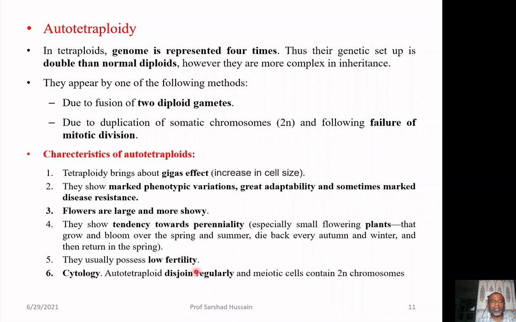Then these plants will generally have low fertility, and if you look at the cytology, because they are tetraploid, you have 4 sets of chromosomes. So during the meiosis, the 2 cells will have the diploid chromosome number, because 2 will go to one cell and the other 2 will go to the other cell.